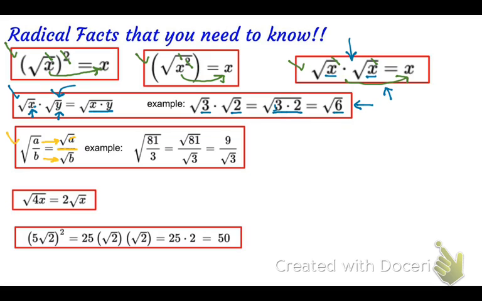So here's an example. I have 81 divided by 3 under a radical. I can take it apart, and on top of the fraction bar, I put the square root of 81, and on the bottom, I put the square root of 3. 81 is a perfect square, the square root of 81 equals 9. You cannot take the square root of 3 without a calculator, which we're not using, so it just stays the same. It becomes 9 over the square root of 3. So this would be called the simplified version.